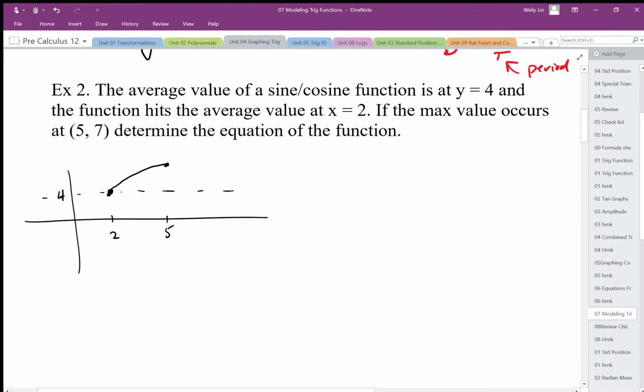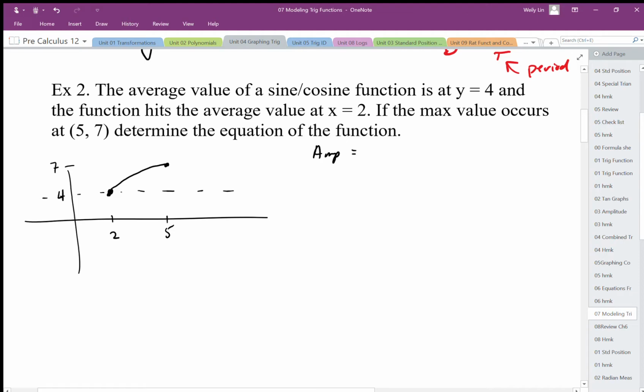Now that represents one quadrant. That's very important to recognize. We go from the middle or average value to the maximum. That's going to represent one quadrant. So we then need to figure out the rest of this problem. We need to figure out what are all the components: amplitude, we want to know the middle, etc.